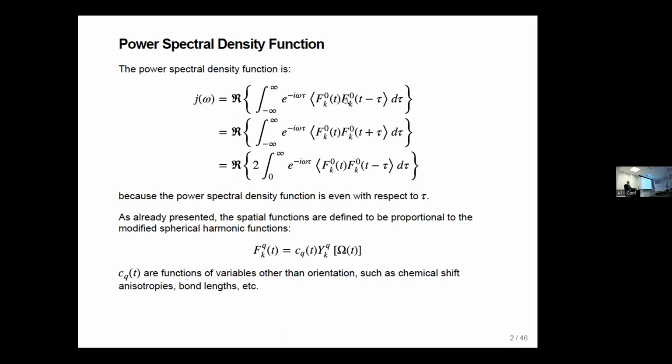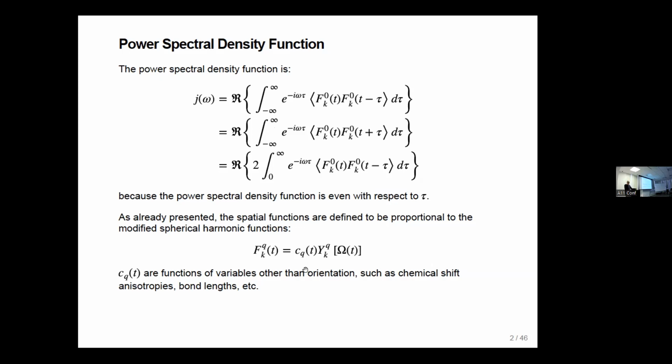And the autocorrelation function is an even function of tau. So you'll see it variously written as t minus tau or t plus tau. They're equivalent because the function's even. And then there's this factor of 2 depending on whether you extend the interval to minus infinity or not.